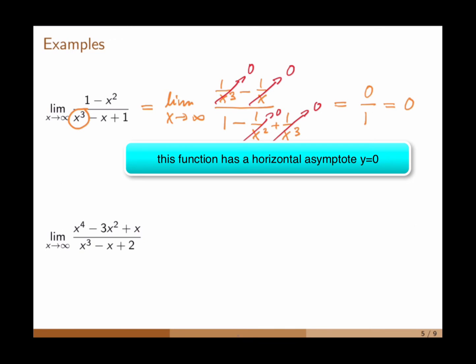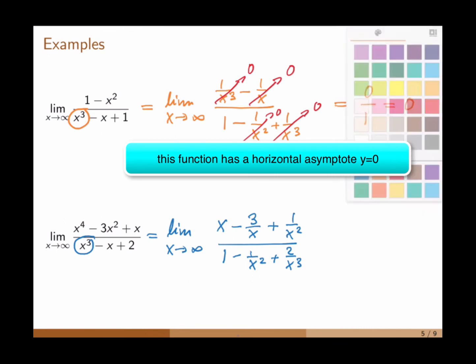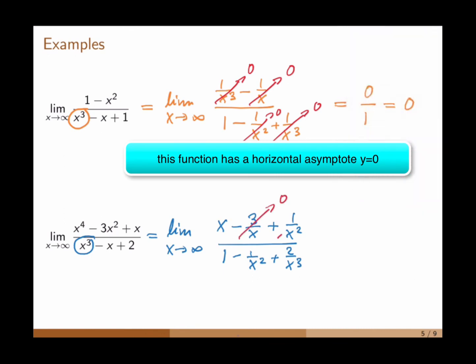Let's look at the second example here. Again, limit as x goes to infinity. Now the highest order is again x cubed, so we divide x to the 4 by x cubed. This gives us an x minus 3 divided by x, we divide it by x cubed, plus 1 divided by x squared divided by 1 minus 1 divided by x squared plus 2 divided by x cubed. And then again the red pen, so then this goes to 0, this goes to 0.